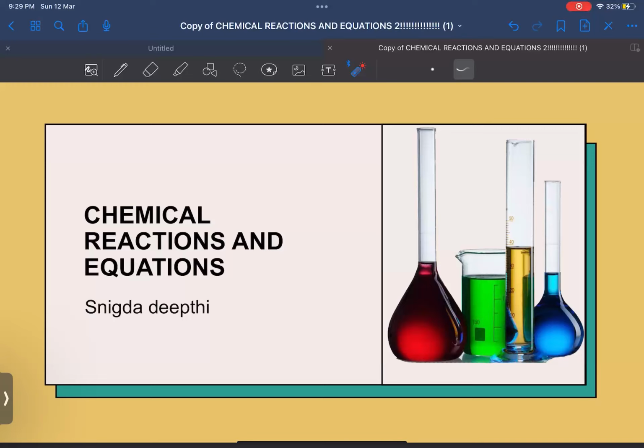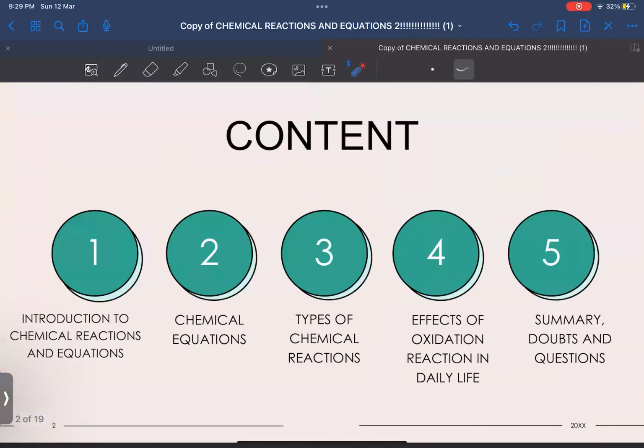Okay, moving on to the demo now. Chemical reactions and equations is a chapter in 10th grade. So it has the following contents, and I'm going to be teaching Introduction to Chemical Reactions and Equations today.